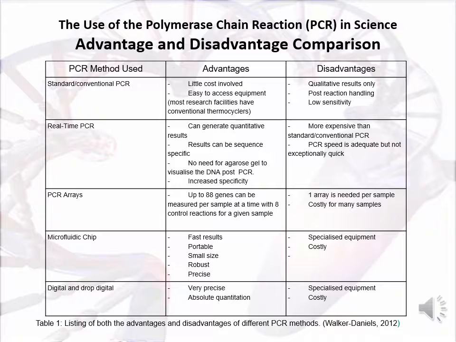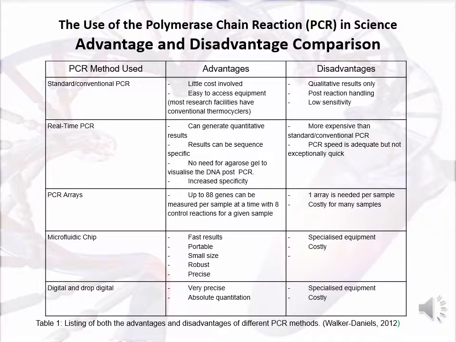Some advantages and disadvantages of the different types of polymerase chain reaction. Standard or conventional polymerase chain reaction. Advantages: there is little cost involved. It is easy to access equipment, as most research facilities have conventional thermocyclers. Disadvantages: qualitative results only, post-reaction handling, and low sensitivity.